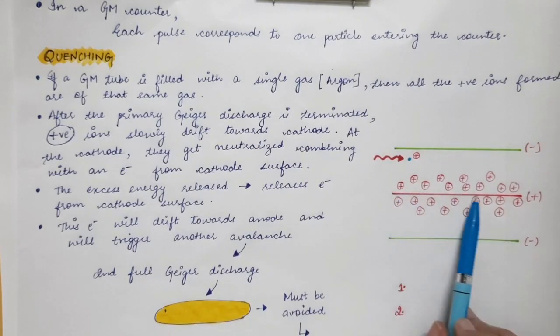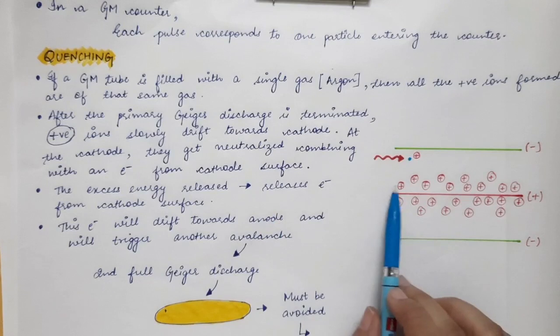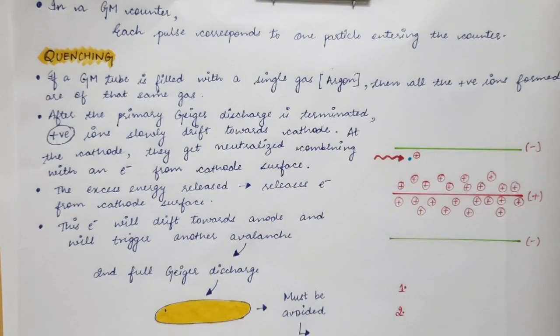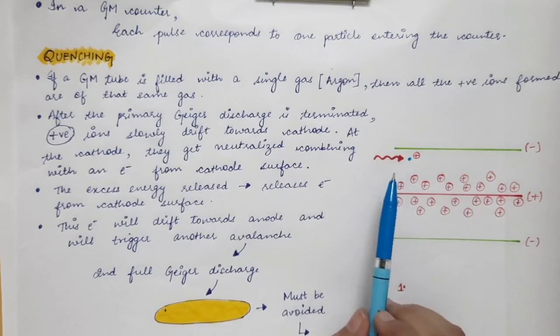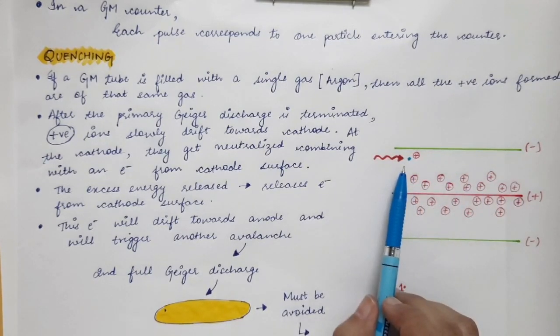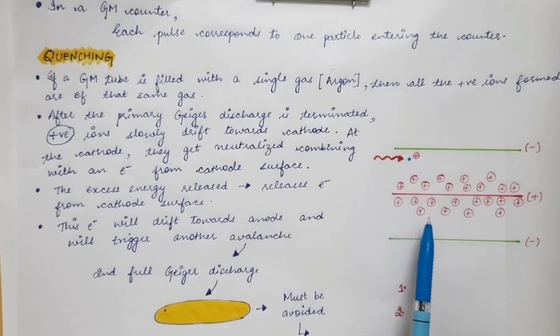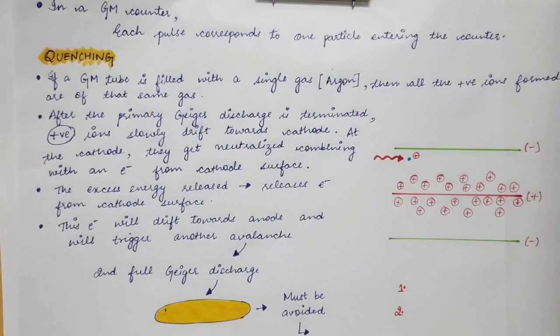When all these electrons flow in the external circuit through the resistor R, they give us a single pulse, and that single pulse tells us that one ionizing particle has entered the counter. So if one ionizing particle enters, there are primary ionizations, and these primary ionizations cause further avalanches, due to which you get a single pulse. For one ionizing particle you get one pulse in the GM counter. Now we are going to discuss quenching.